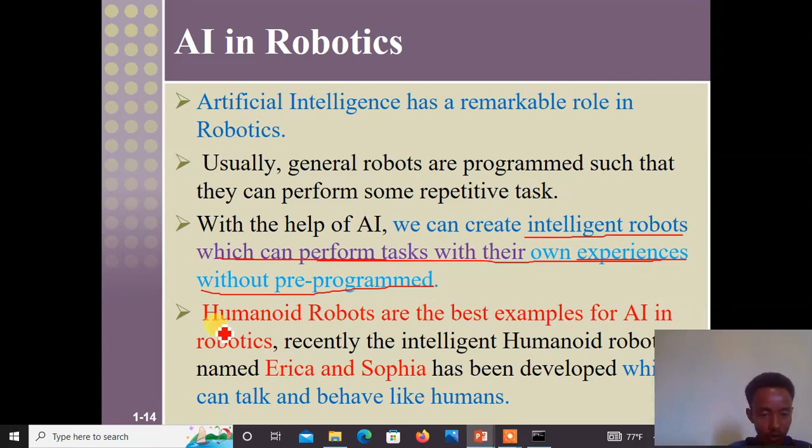For example, if you consider the humanoid robots, I will show you these humanoid robots, especially for the freshman students, Erika and Sophia.